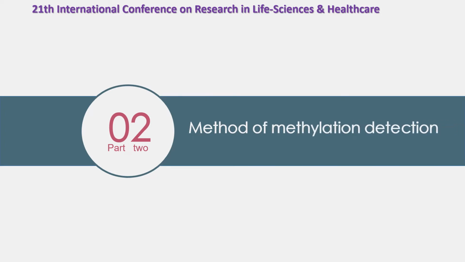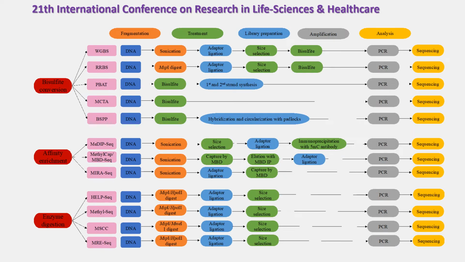The methods of methylation detection are mainly divided into three kinds: bisulfite conversion, affinity enrichment, and enzyme digestion.